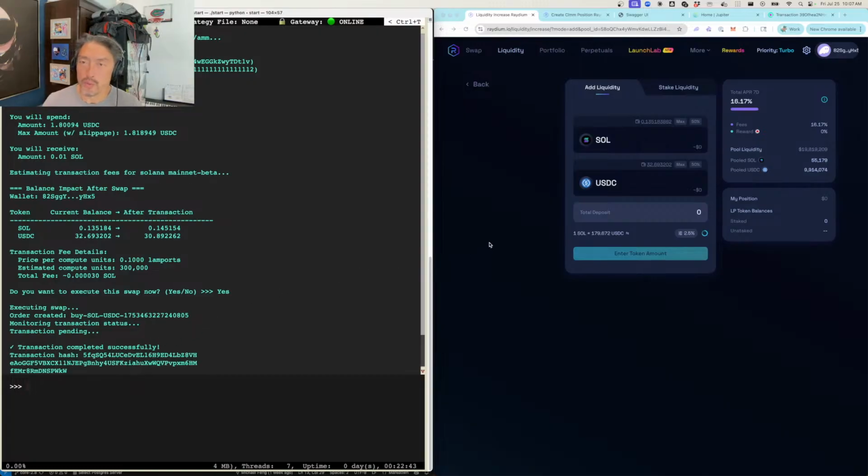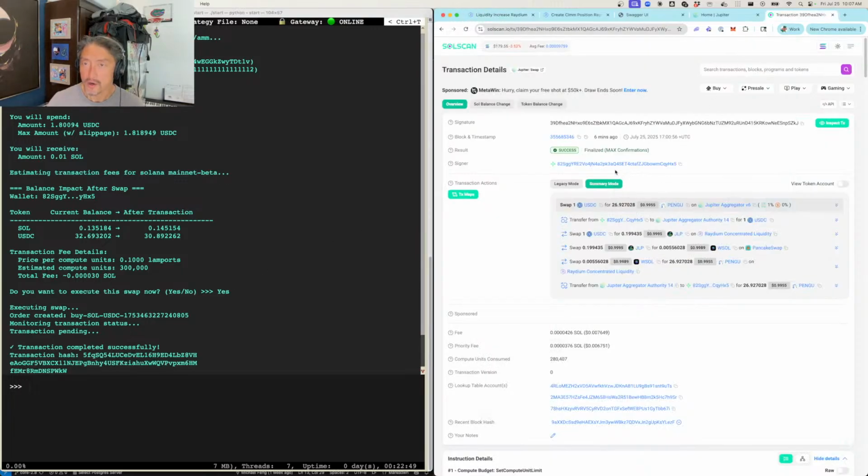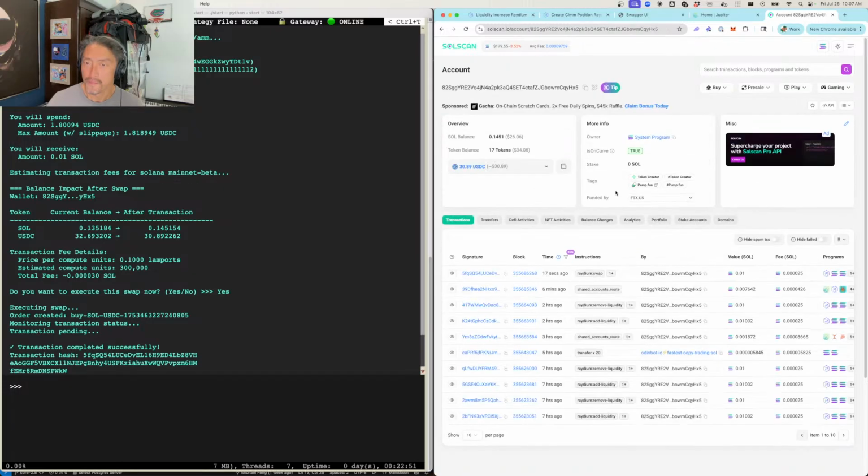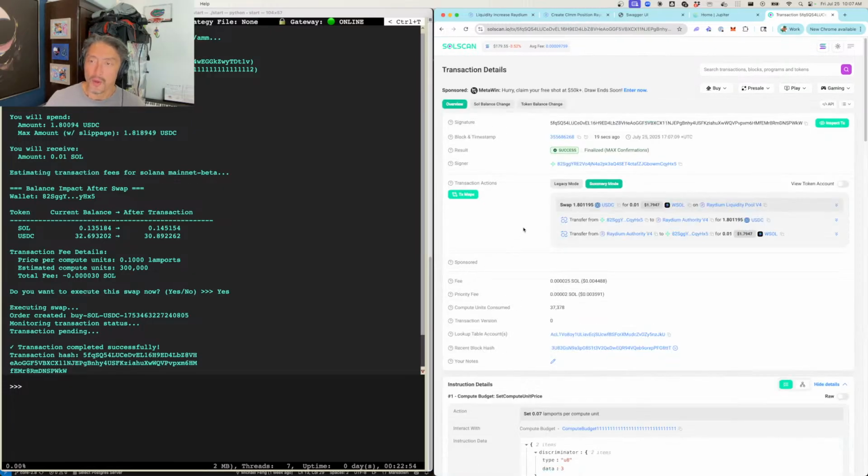So this transaction would be very similar. We can also take another look at what that transaction looked like over here. Here's a signer. So this one is less complicated than the Jupiter one because it's not a router. It's just a simple pool, and we did a swap versus that pool. We can see that we bought about 0.01 SOL, and we spent 1.8 USDC. Okay, so now we've done a swap on Jupiter. We've done a swap on Raydium AMM.